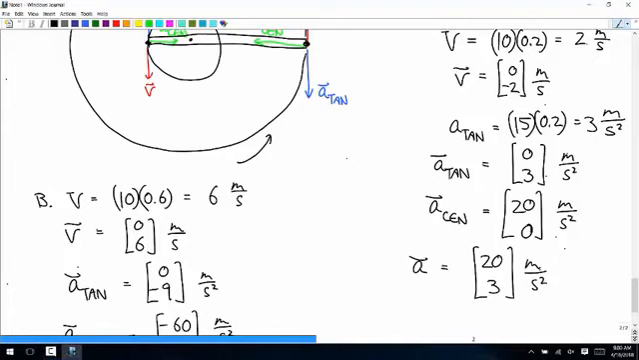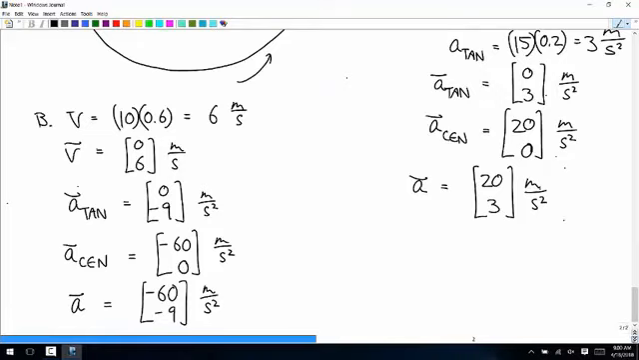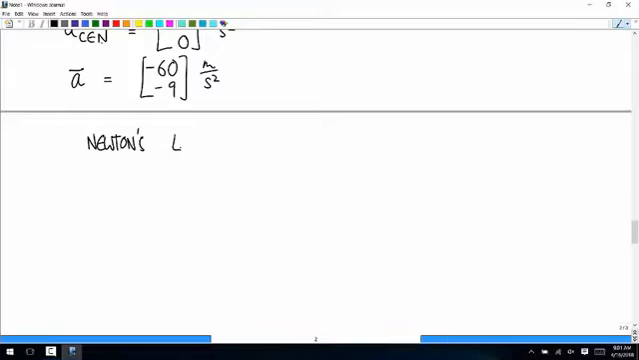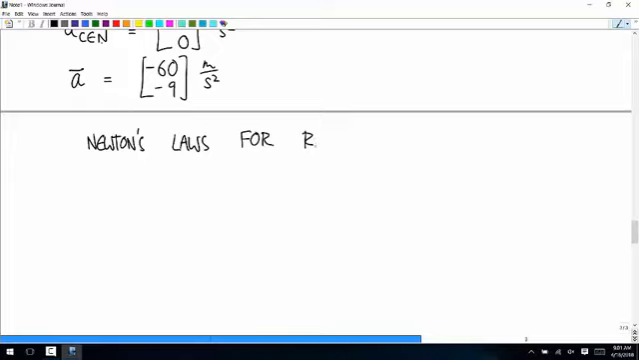Okay, so now, so that's really all there is to the kinematics of rigid bodies, is just relating the translational quantities to the angular quantities. Yeah, so now we're going into kinetics. So Newton's laws for rigid bodies.